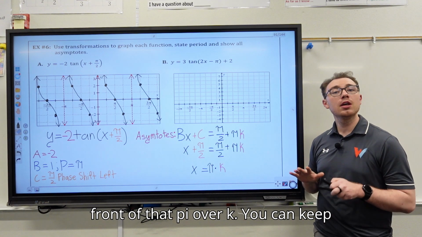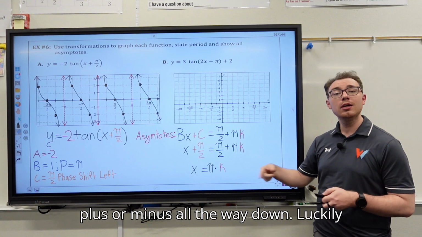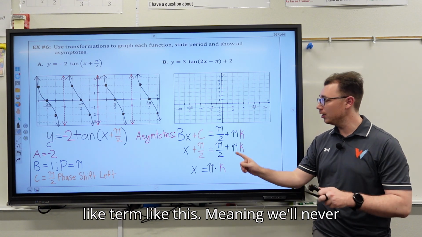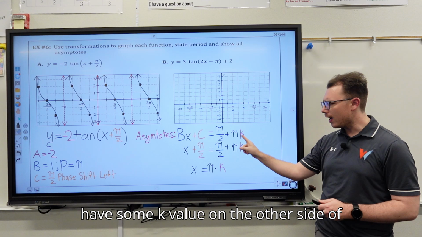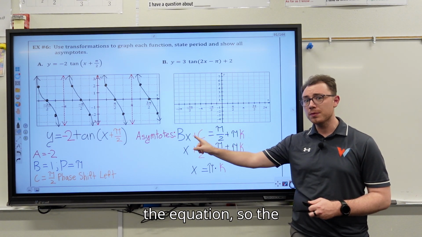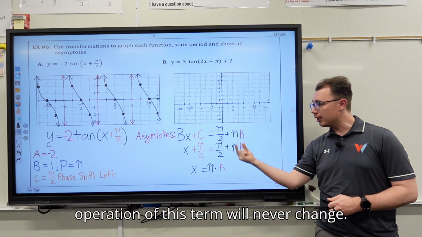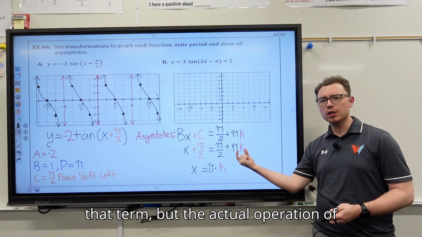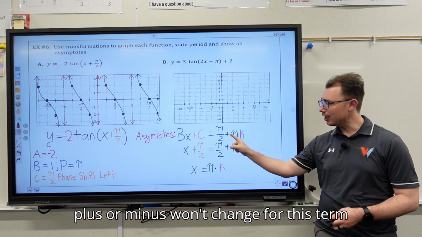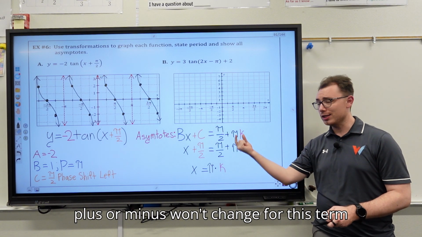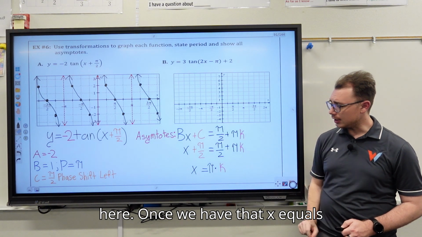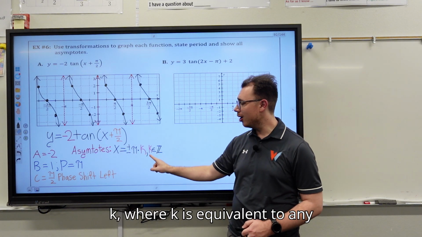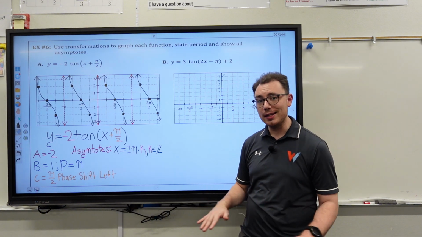One important thing to notice is that we originally had this plus or minus in front of that pi times k. You can keep plus or minus all the way down. Luckily for us, we will never have a like term like this, meaning we'll never have some k value on the other side of the equation, so the operation of this term will never change. We might divide it, we might multiply that term, but the actual operation of plus or minus won't change for this term here. Once we have that x equals equation, we can say that the asymptote equation is plus or minus that pi times k, where k is equivalent to any integer.